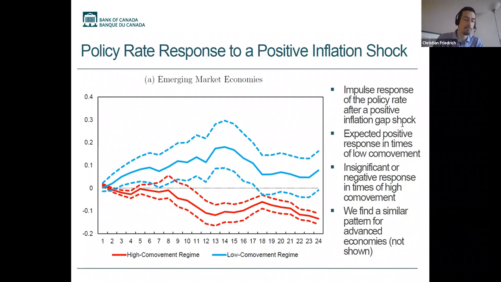However, during high co-movement times, or in the high co-movement regime, here highlighted in red, we see a different pattern. So not the tightening in response to a positive surprise in inflation. So this shows that during the high co-movement regime, central banks do something else and they don't follow the Taylor rule. We also find a relatively similar pattern for advanced economies, although it's a bit shifted down because inflation rates are generally lower there.